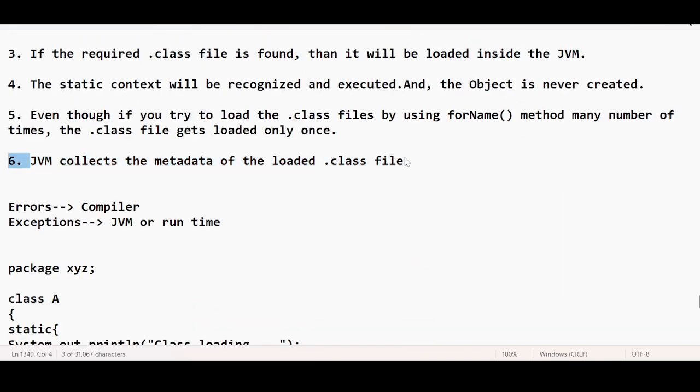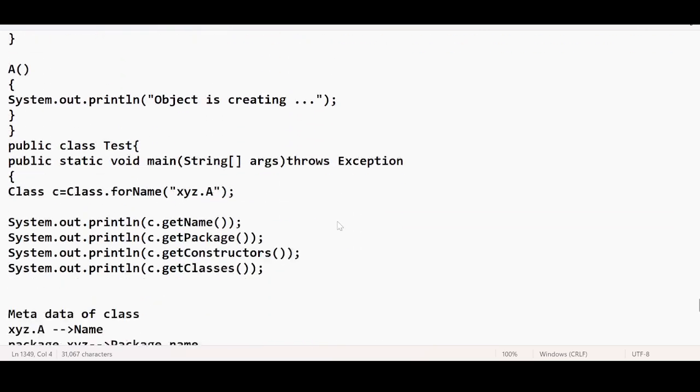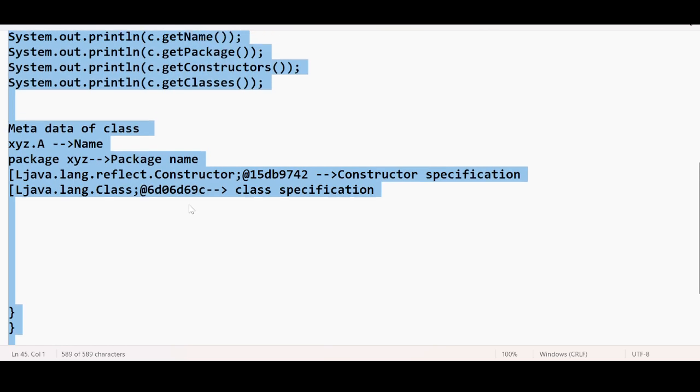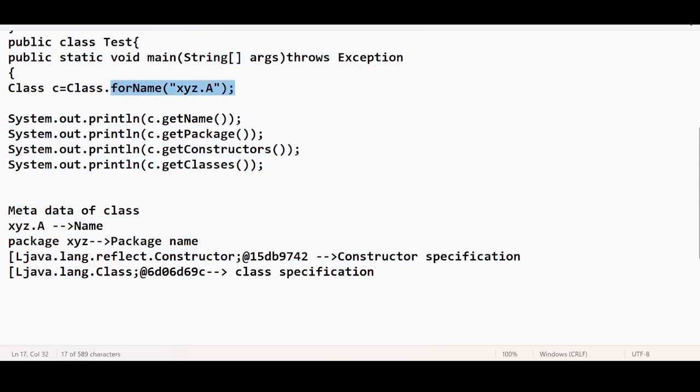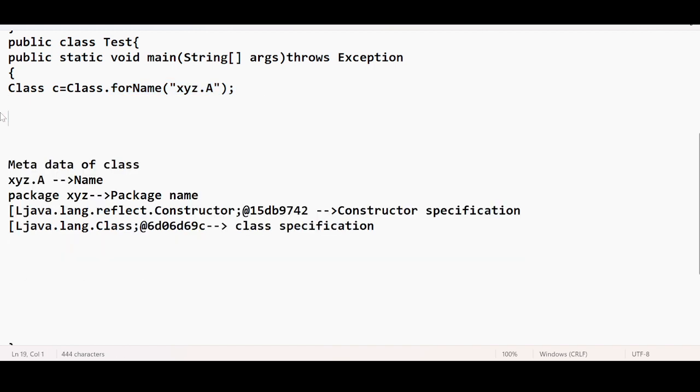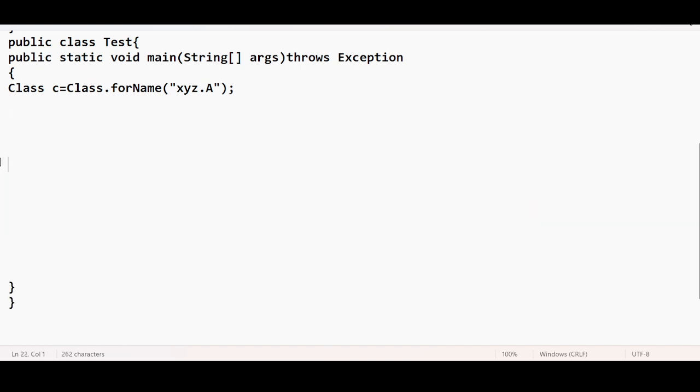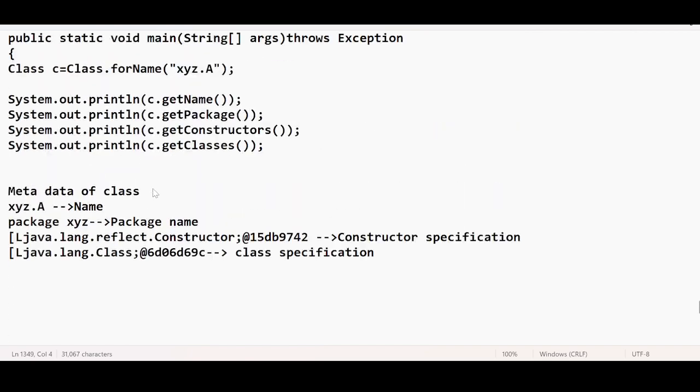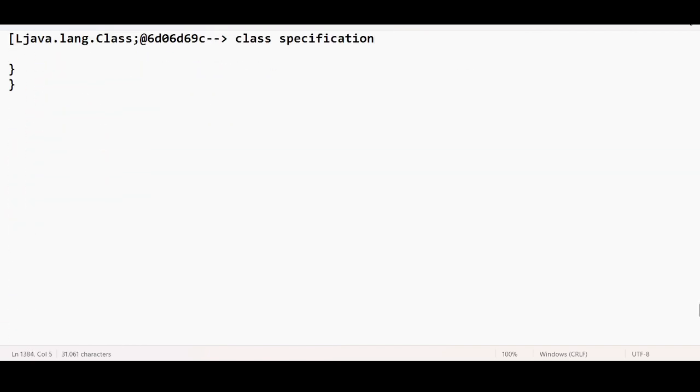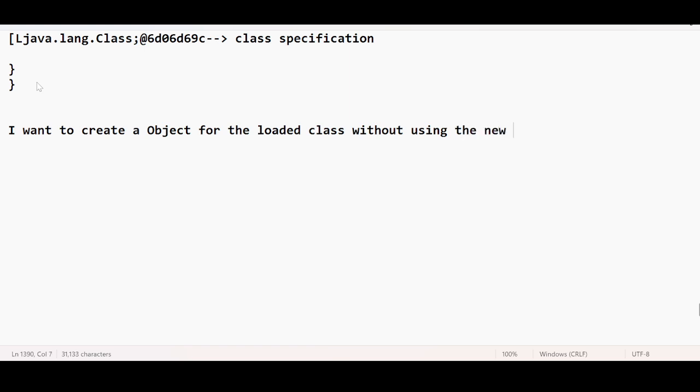So this is what I have added: the JVM collects the metadata of the loaded class. This is all about the respective forName method. Now we are able to load the .class file. Now I want to create an object without using the new keyword. What I want to do, my next requirement, please focus here: I want to create an object for the loaded class without using the new keyword.